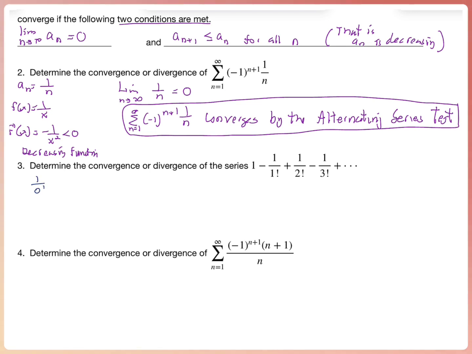And then if we have that 1/1 factorial, let it be equal to 1. Then we have minus 1/1 factorial plus 1/2 factorial minus 1/3 factorial. So that's what we're looking at. It looks like our a sub n term is going to be equal to 1/n factorial, where n starts at 0.